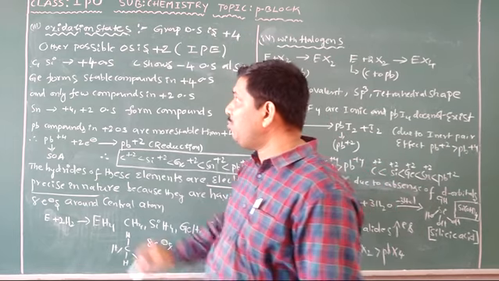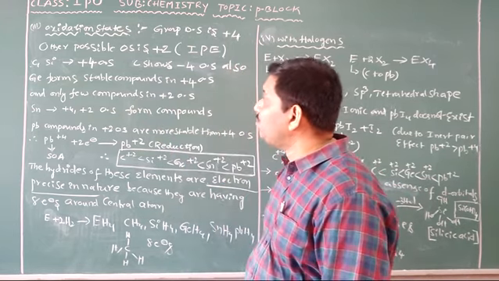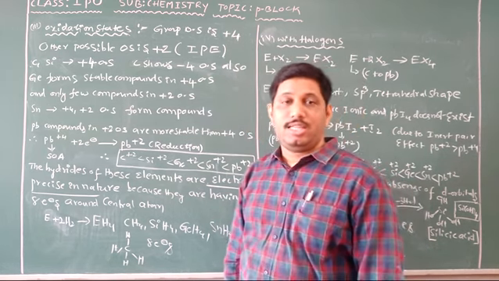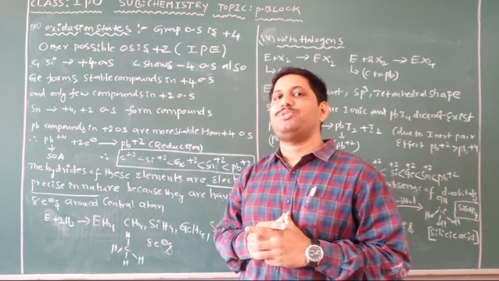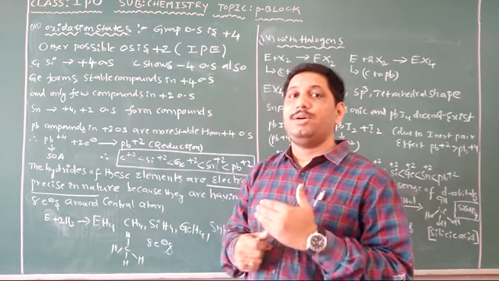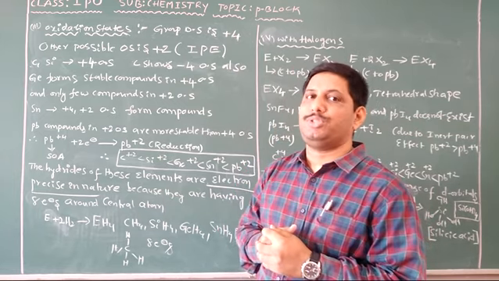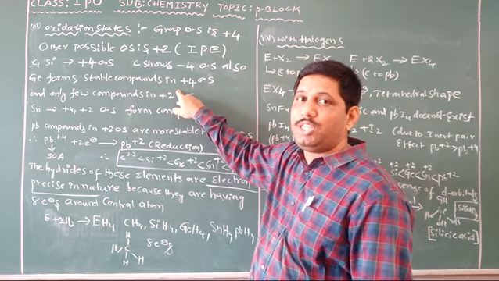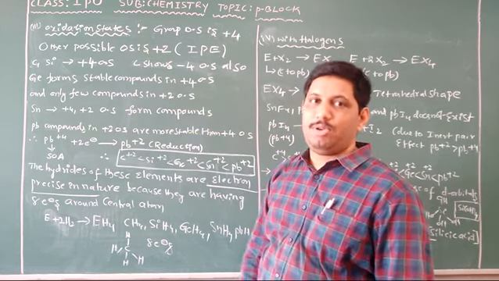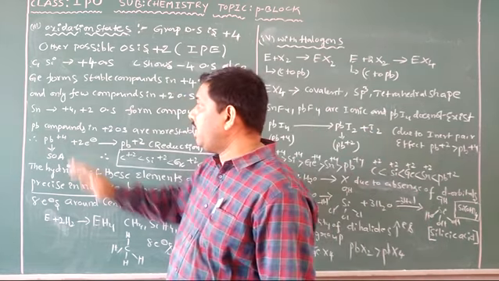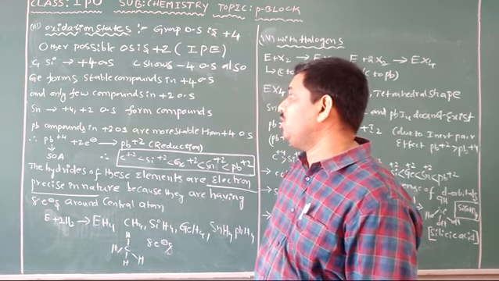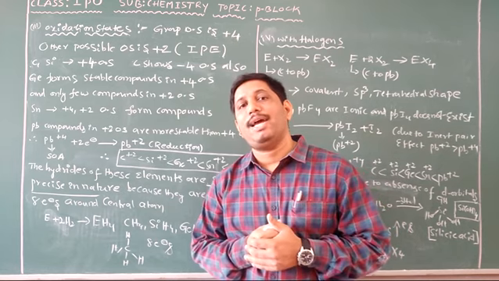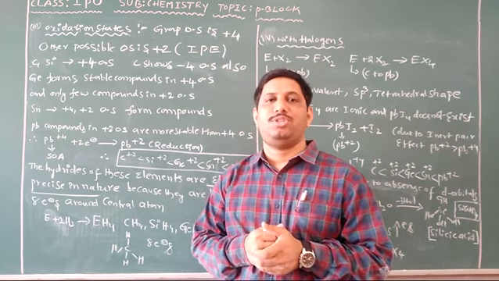Next one. Germanium can form very stable compounds in +4 oxidation state and only a few compounds in +2 oxidation state. That is, here +4 and +2 are possible, but +4 is more stable and +2 is less stable. Next, the element tin. Tin can form compounds in +4 as well as +2 oxidation state.